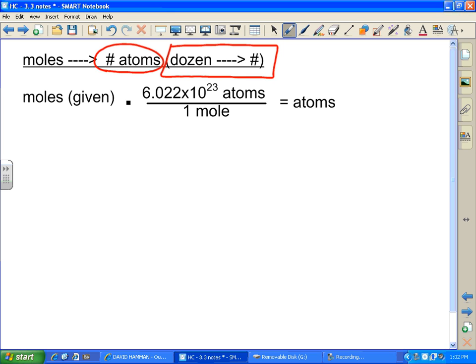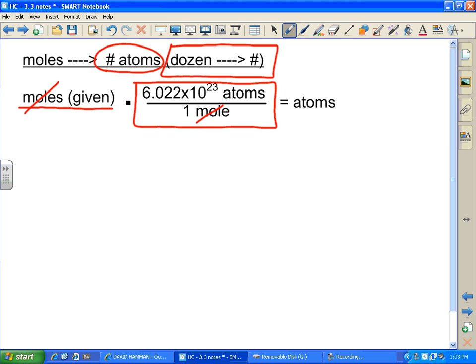Well, in chemistry, we're not going to use dozen, but we're going to say moles. So we would start out with a calculation where we are given a certain number of moles, and we are trying to solve for how many atoms are in that sample. In our setup, we would just multiply by Avogadro's number as a conversion factor. In this situation, it would be Avogadro's number over 1 mole. The reason for that is that it allows us to cancel out moles in that particular calculation.